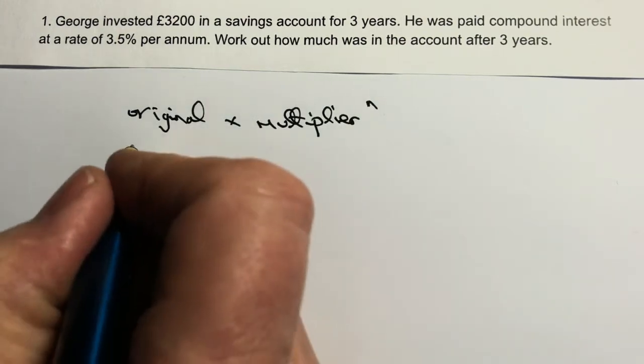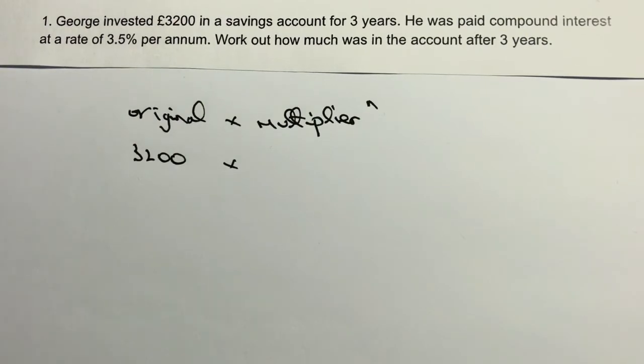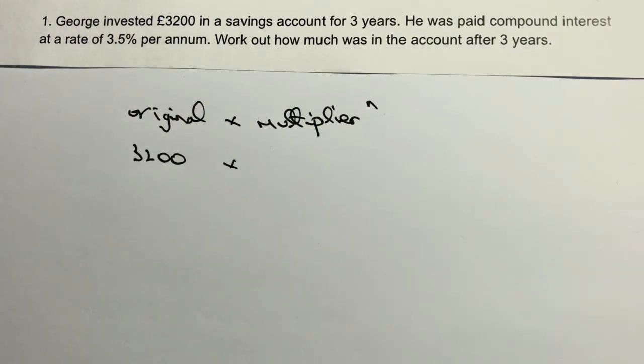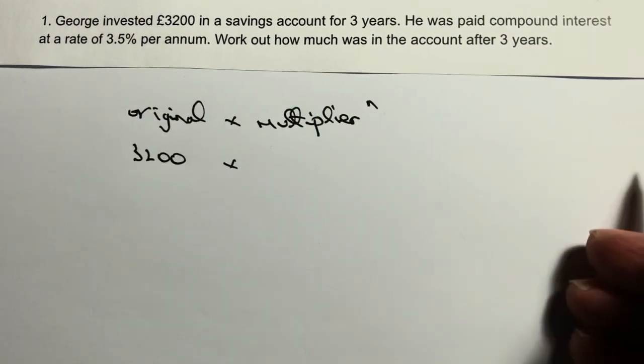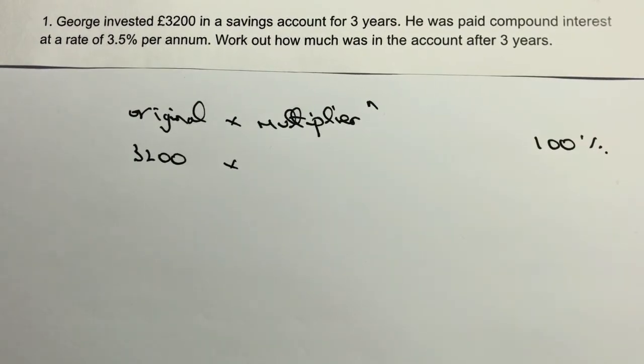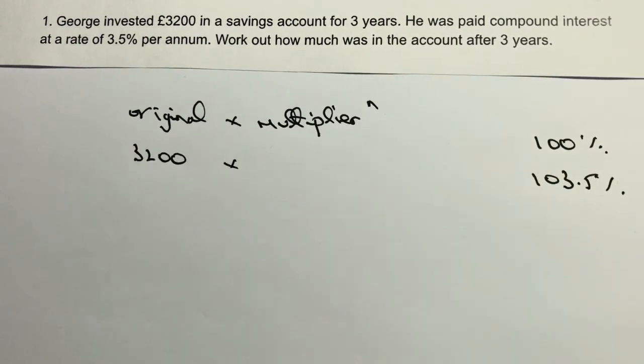So the original is 3,200, and the multiplier, this is really important because at the moment what we're saying is that it's 3.5% per annum. Well, that basically means that at the beginning of each year you've got 100%. And then what we're going to do is add an extra 3.5%. So what we're actually going to get is 103.5%. And that's kind of important in the way that we apply that to this particular formula.